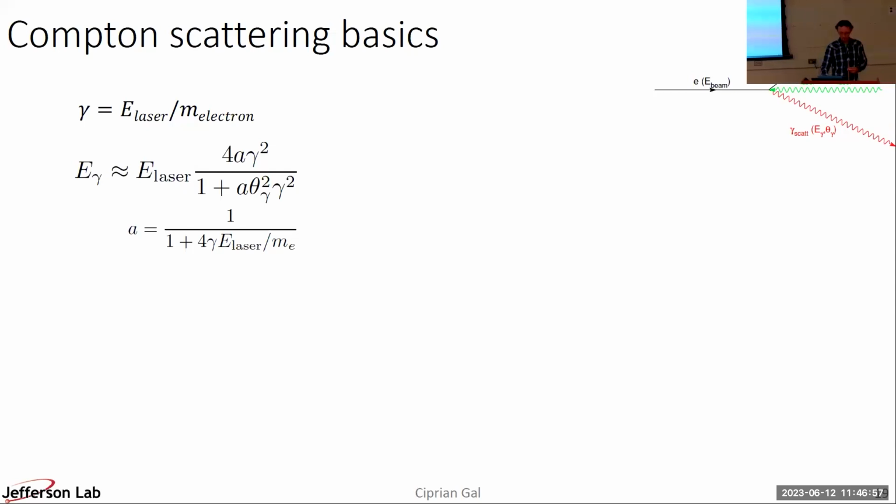All right. Some notation here. Gamma here is the energy of the laser, which we discussed is 532 nanometers, over the mass of the electron. Energy of the scattered photon. So once we have some beam, who has the thing now? You need to pass it on.